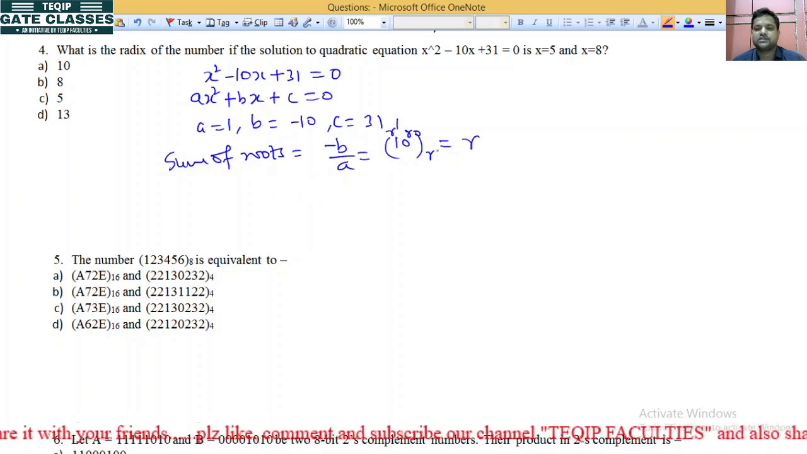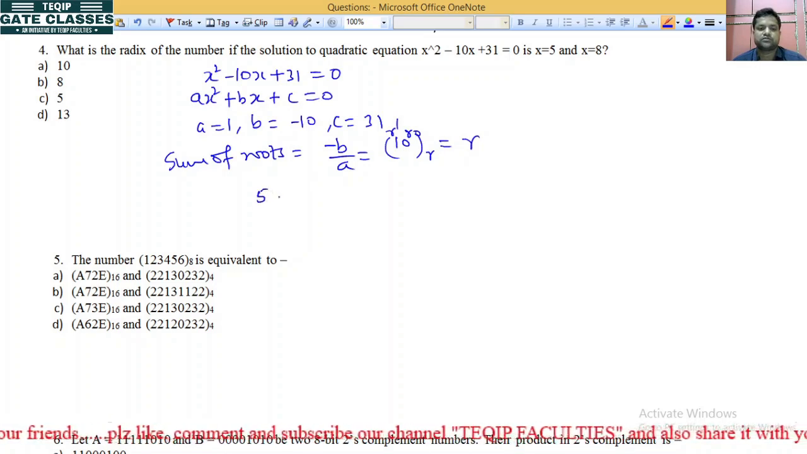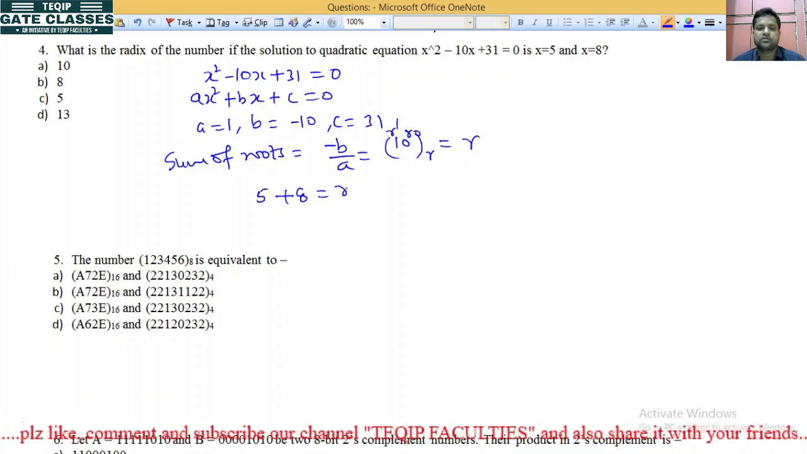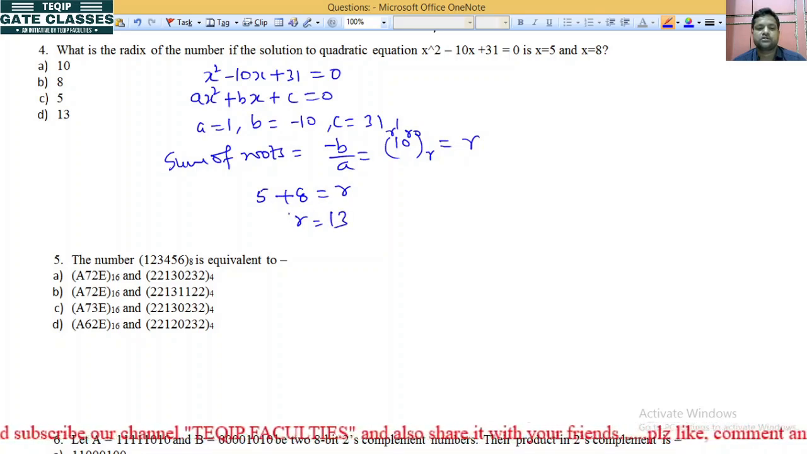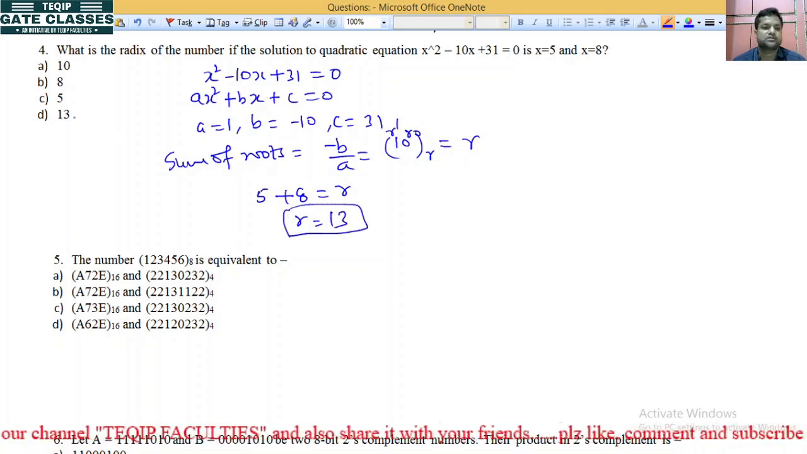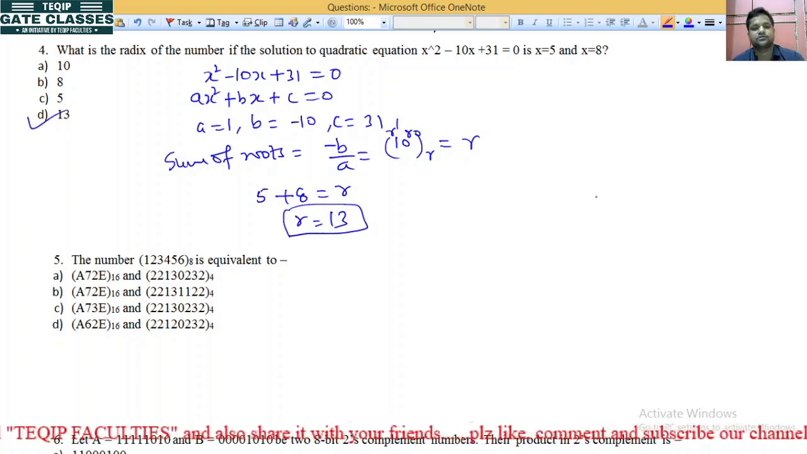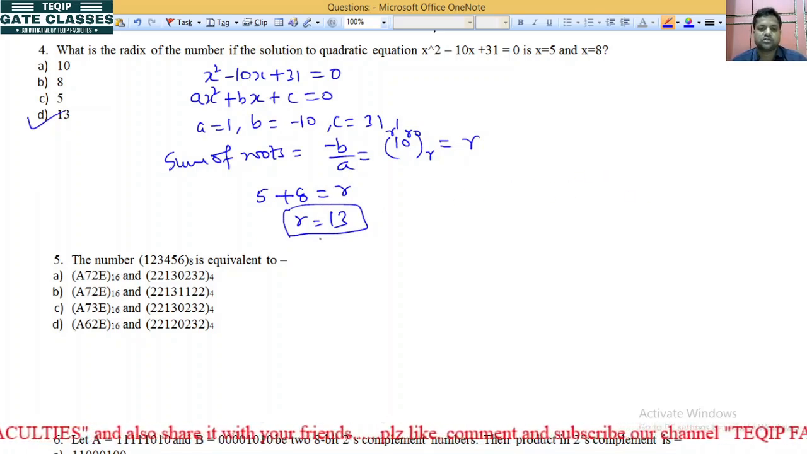So what will be the value in decimal? It is r, and the sum of roots is 5 plus 8, so r equal to 8 plus 5, 13. What will be the radix? This will be the answer. Okay.